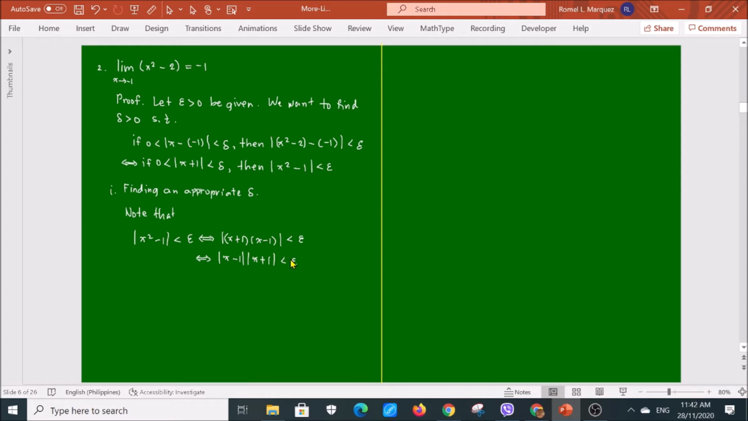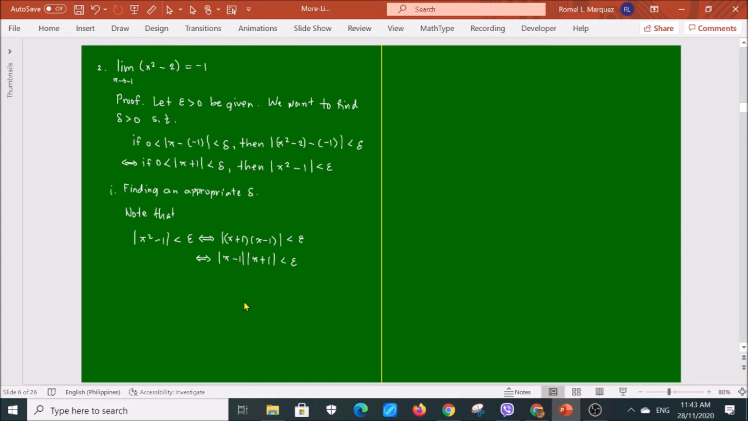Now, how to find that delta from there? So we want to bound x minus 1, no? We want to bound this x minus 1, meaning the absolute value of x minus 1 is less than what number? That's what we try to find. So what will be the best replacement for this so that it will be less than a certain positive number that we are looking for?